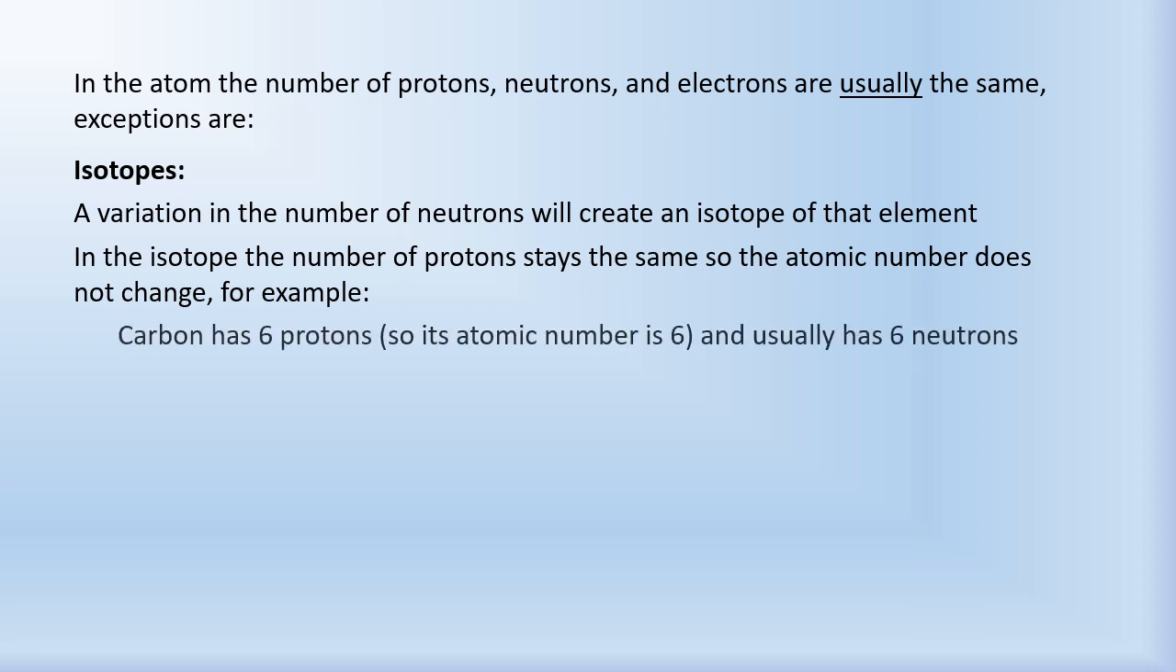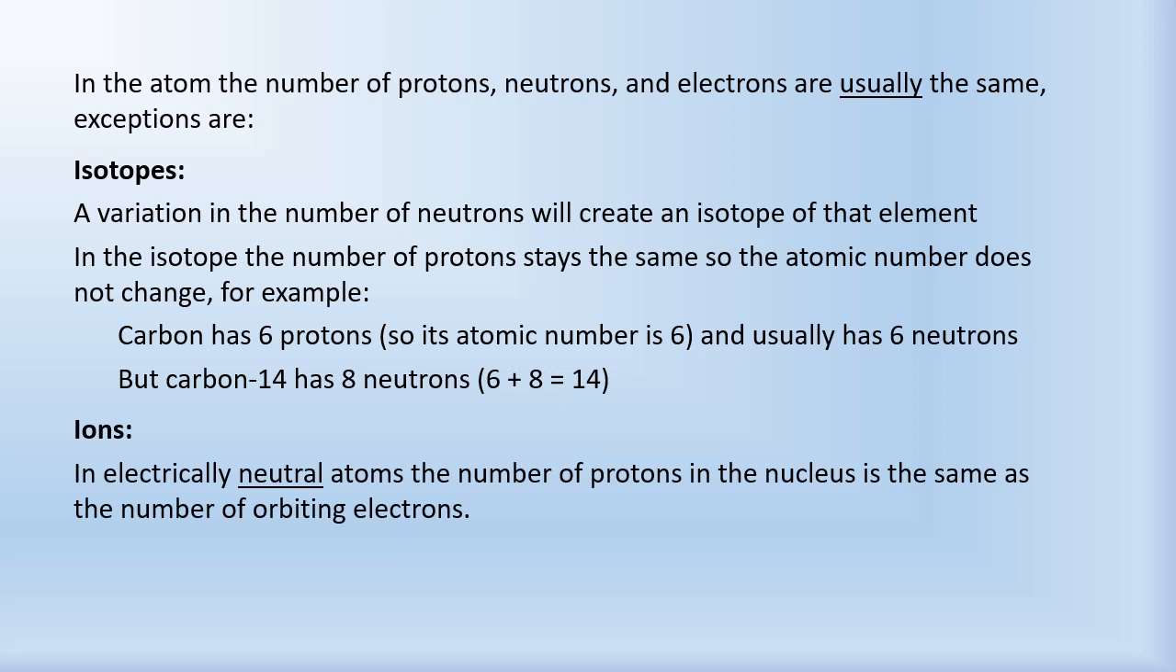So in the isotope, the number of protons stays the same, so the atomic number doesn't change. So a good example is carbon. Carbon has 6 protons, so its atomic number is 6, and usually has 6 neutrons. Carbon-14, as you know, used for dating things, has 8 neutrons. So it's 6 plus 8 gives it the number 14. The 6 being the protons, the 8 being the neutrons.